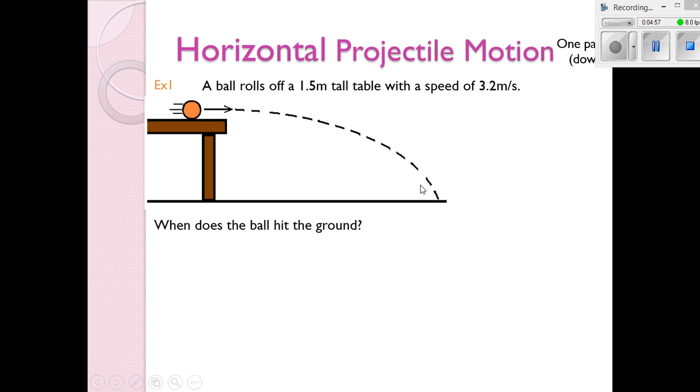Okay? For example, let's say we have a ball rolls off a 1.5 meter tall table with a speed of 3.2 meters per second.